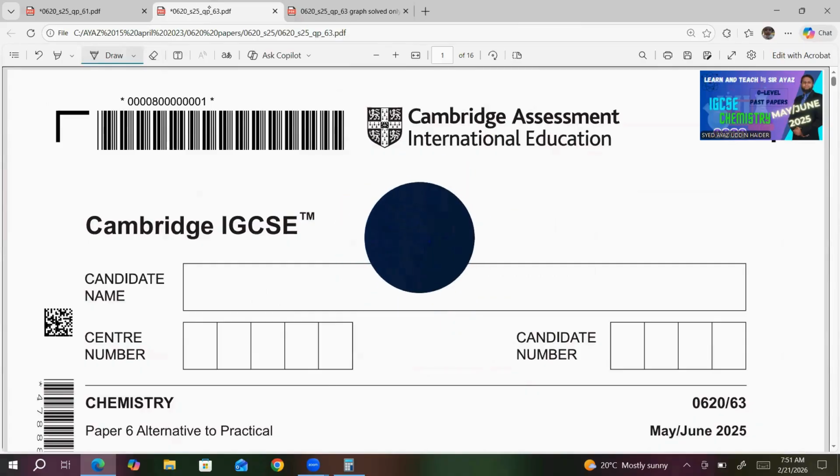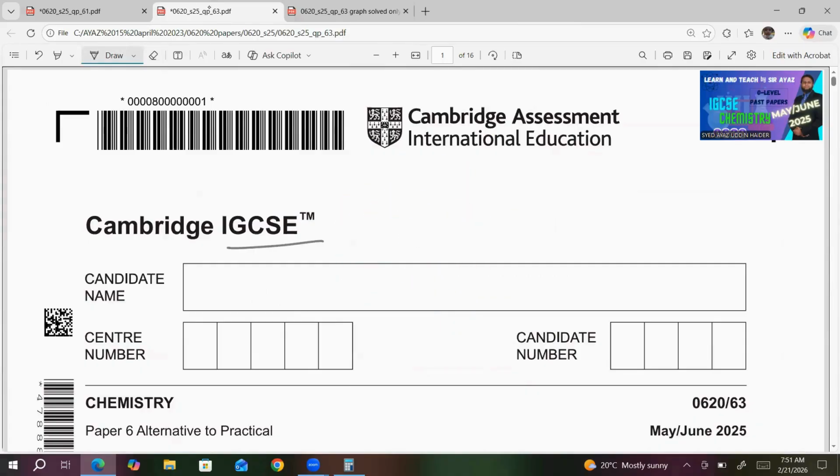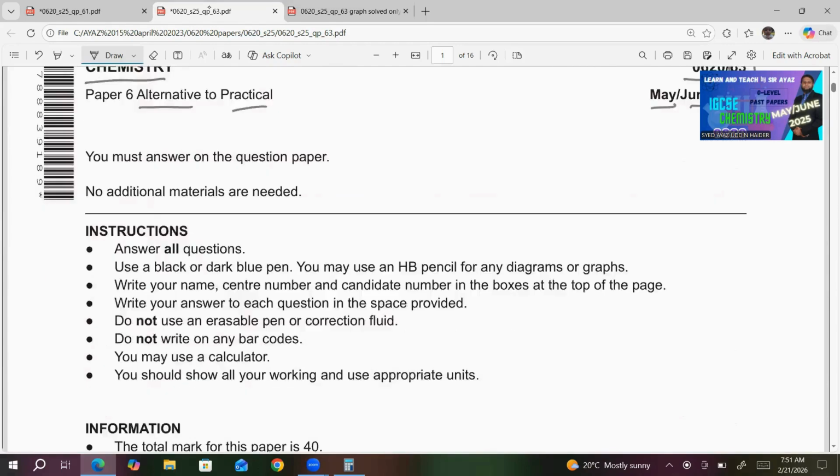So I will continue my video session for Cambridge IGCSE, and I was doing May, June 2025. The syllabus code is 0620 for chemistry, and this will be the last paper 6, the alternative to practical, and we have 63 now. I'm not going to read the instructions as you are all aware of them.